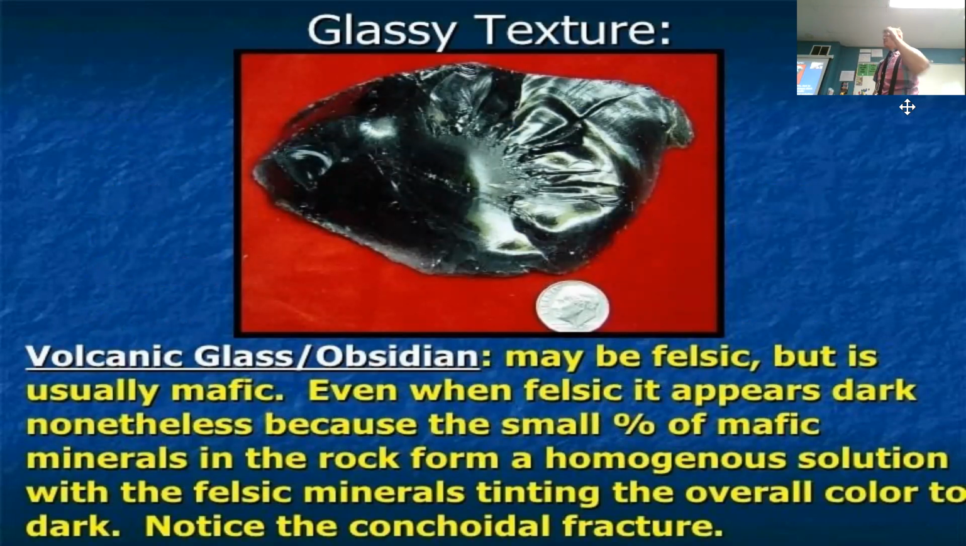Okay, so let's go through each of our textures here. For a glassy texture, I will tell you what you need to write and what you don't need to write. So pay attention. Glassy texture: volcanic glass and obsidian are some examples. It may be felsic, but it is usually mafic. Even when felsic, it appears dark because the small percentage of mafic minerals in the rock form a homogeneous solution with the felsic minerals, tinting the overall color.